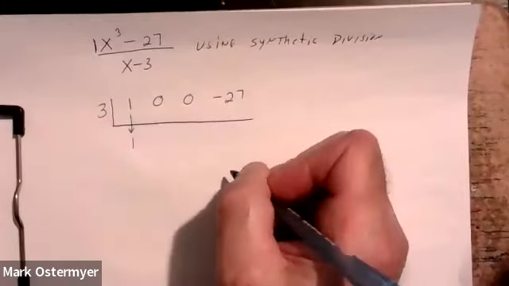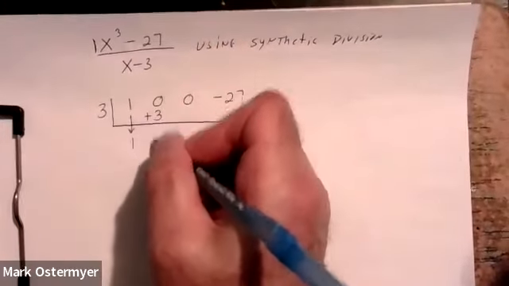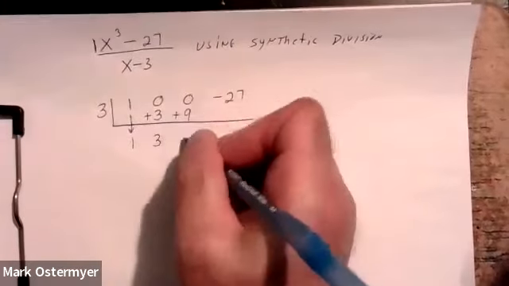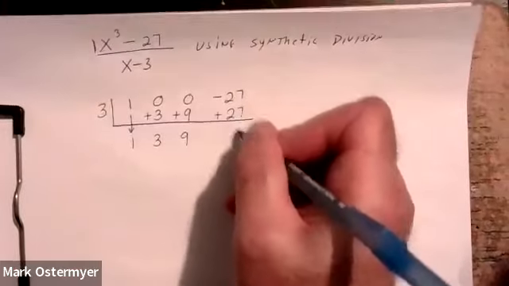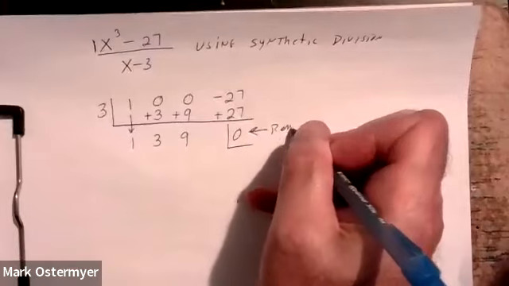Now we begin synthetic division. 3 times 1 is 3. Add, you get 3. 3 times 3 is 9. Add, you get 9. 3 times 9 is 27. Add, you get a remainder of 0. That's your remainder.